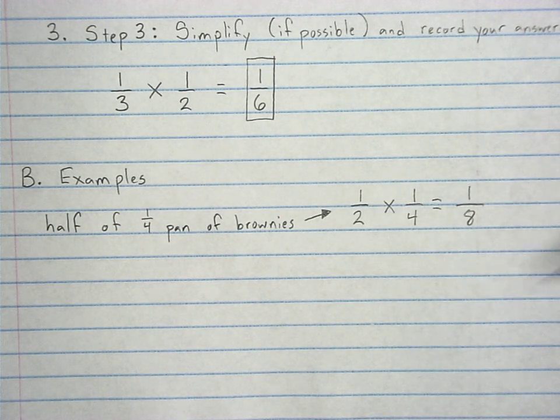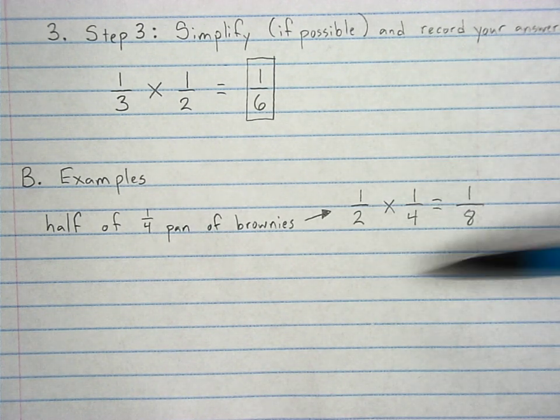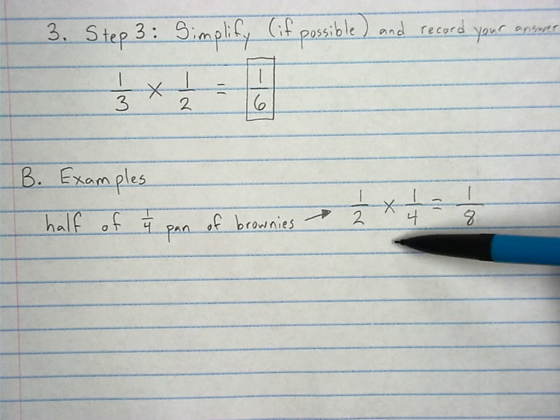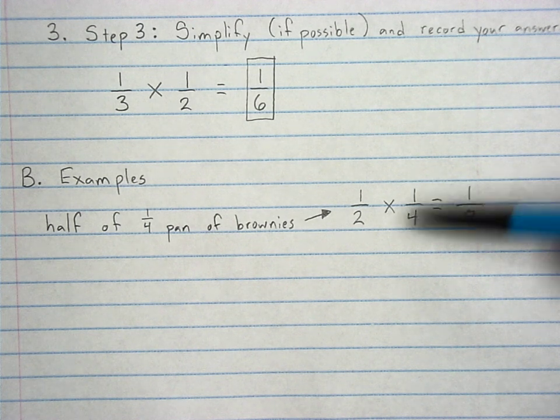Now, I'm not going to draw the diagram, but if I had drawn a rectangle, cut it in half, and then taken the half and cut it into 4 equal pieces, each of those pieces would be 1/8 of the original pan.